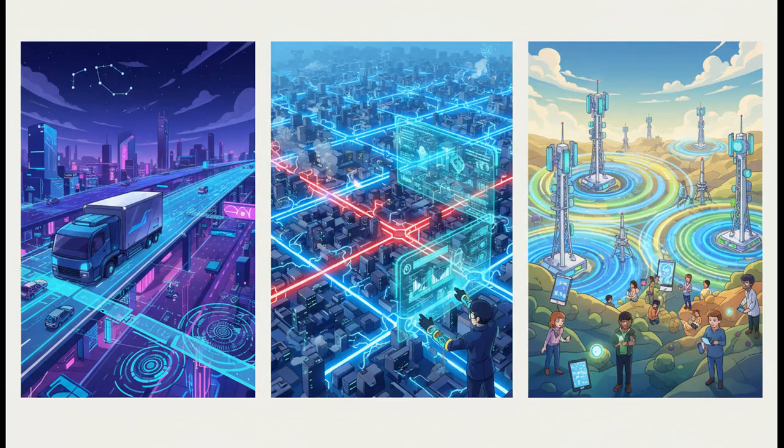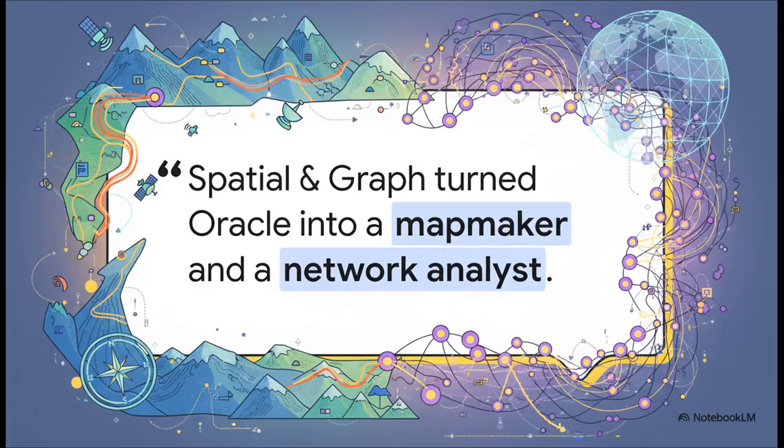And as you can imagine, this completely transformed industries where geography is everything. Think about it. Transportation companies could suddenly optimize their shipping routes on the fly. Utility companies could map out their entire power grid and pinpoint an outage in seconds. And telecoms, they could analyze cell signal strength to figure out the absolute best place to build a new tower. Just incredible. And I think this quote just nails it.